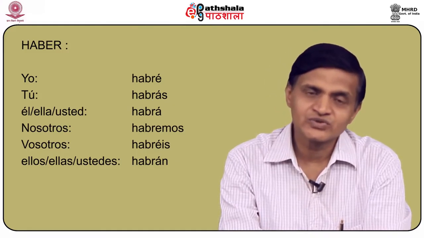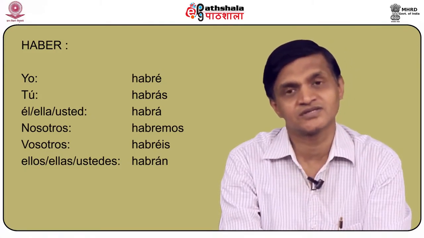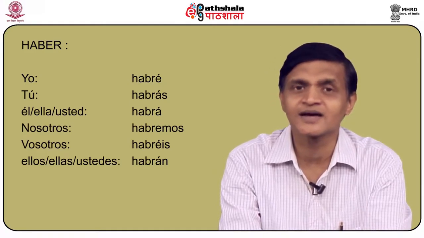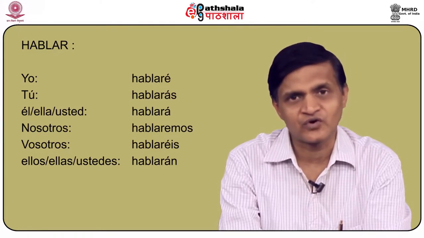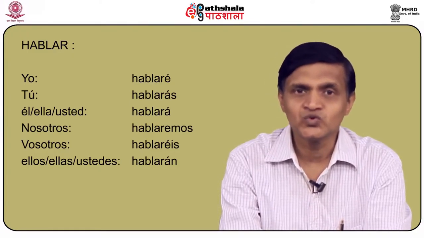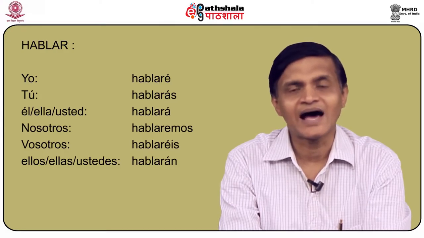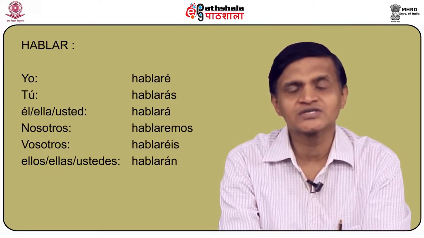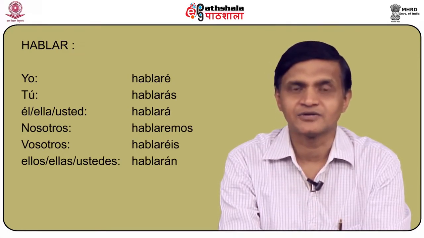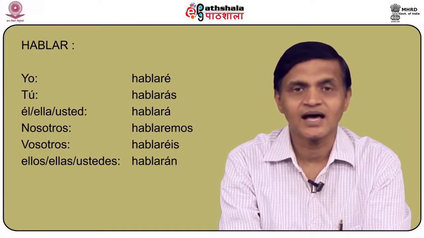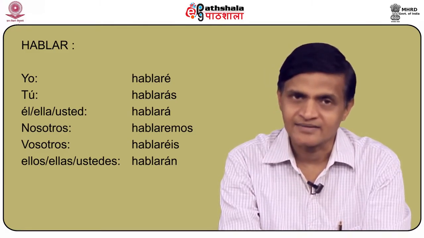Another verb which everybody uses and is very frequently used in Spanish, and we should learn it by heart also, because this is what we are trying to do in Spanish, which is to speak, hablar. So, how do we conjugate hablar in the future? We conjugate hablar in the following manner. Yo hablaré, tú hablarás, él, ella, usted hablará, nosotros hablaremos without accent, vosotros hablaréis, ellos, ellas, ustedes hablarán. I repeat, hablaré, hablarás, hablará, hablaremos without accent, hablaréis, and hablarán. It's very simple.